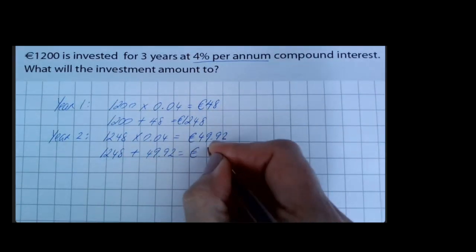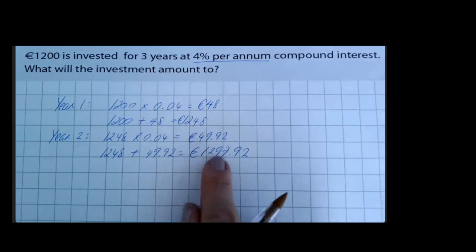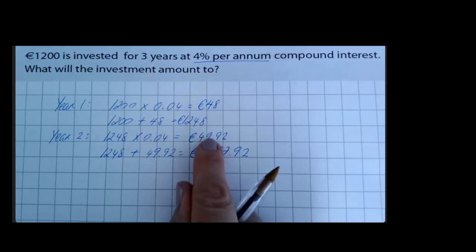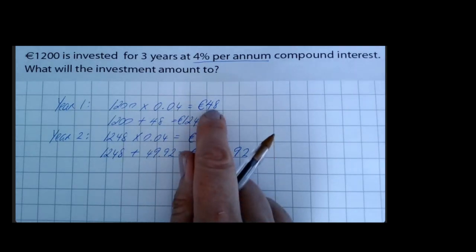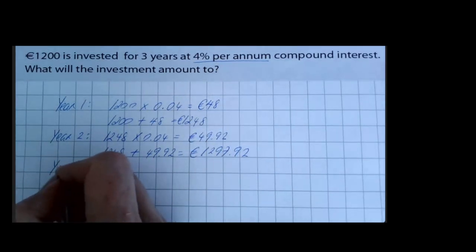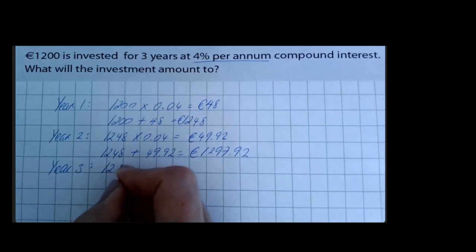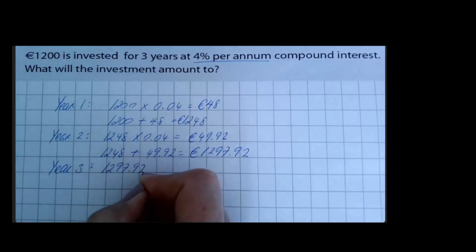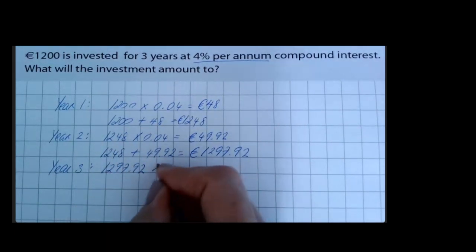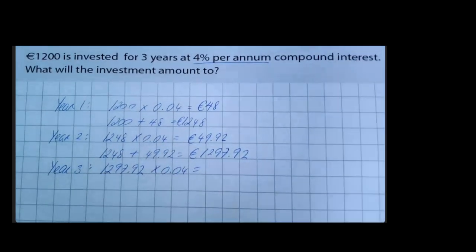And I'm getting 1297.92. So now that's how much money I have at the end of year two. I earned 49.92 interest in year two. I earned 48 euros interest in year one. So now at the start of year three, I now have 1297.92 in the bank. And again, I'm going to earn 4% on that. So I'm going to increase that by 4%.